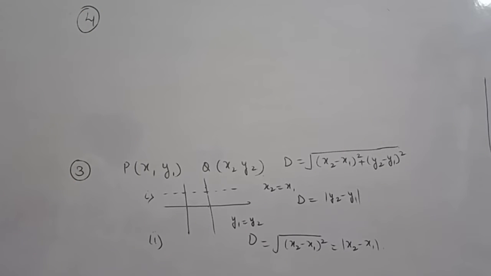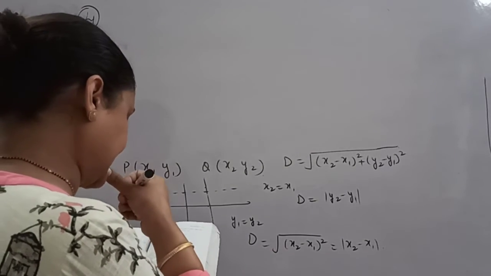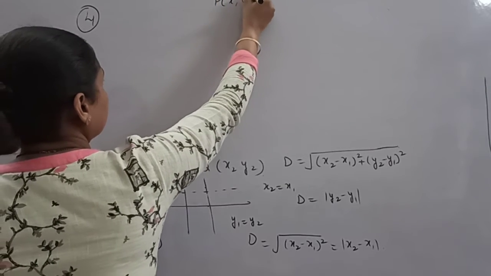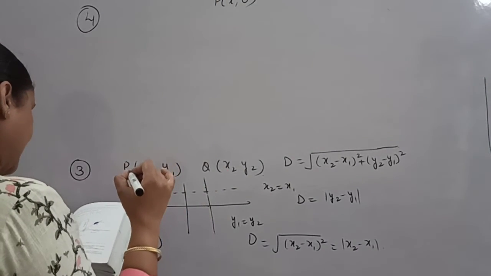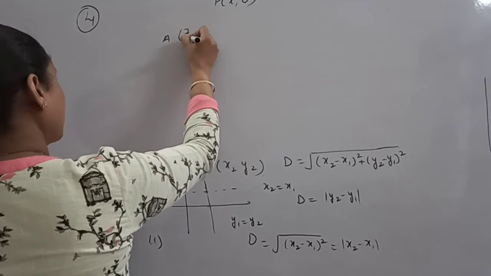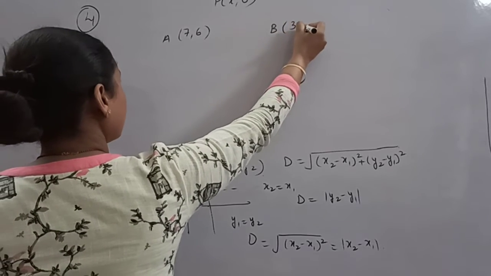Now the fourth question is, find the point on the x-axis which is equidistant from 7. You have already done this question in class 10th. There is a point on the x-axis, x, 0. The A point has been given to you, that is 7, 6. The B point has been given to you, that is 3, 4.